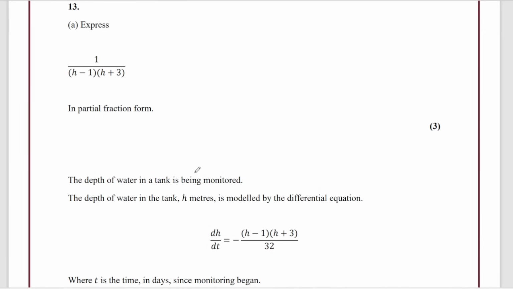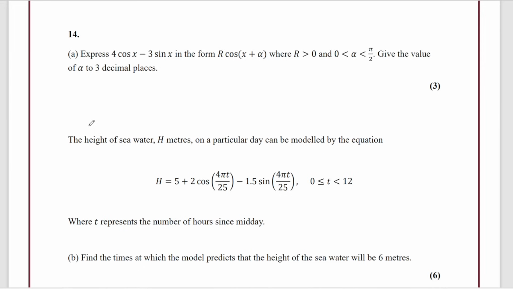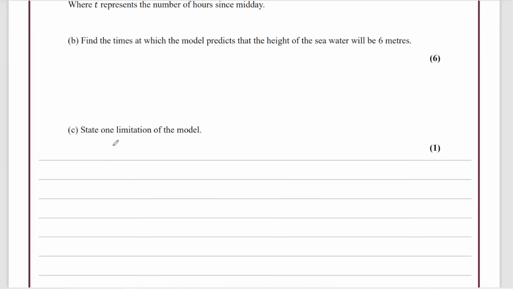Question 13. Okay. So let's take a look then at the very last question, question 14. Moving on to the very last question, now we have question 14. For the first part here, part A, all I want to do is express 4 cos x minus 3 sin x in the form r cos of x plus alpha, where r is strictly greater than 0 and alpha is between 0 and pi over 2. So let's start then with part A.